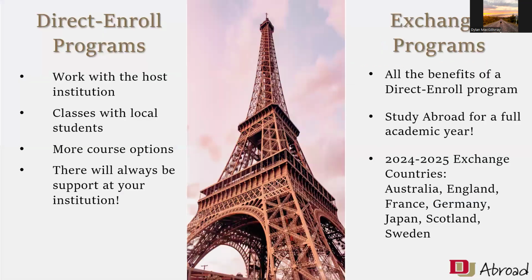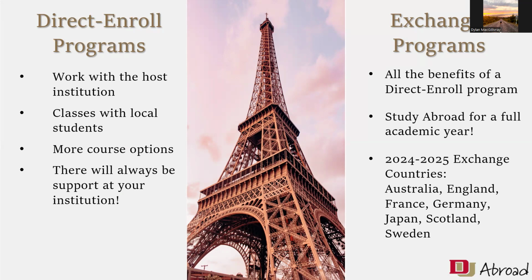Okay, so now let's go into the different types of programs. Direct enroll programs is where you work directly with the host institution and you take classes with local students. For me, this is the program type that I went on. I went to the University of Glasgow. So I did all of my application with that institution, and then I took classes alongside local students in Glasgow. Typically you'll have more course offerings to choose from with these programs because you're enrolling with other students.